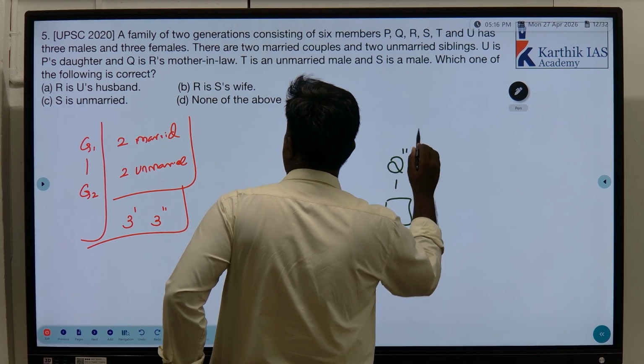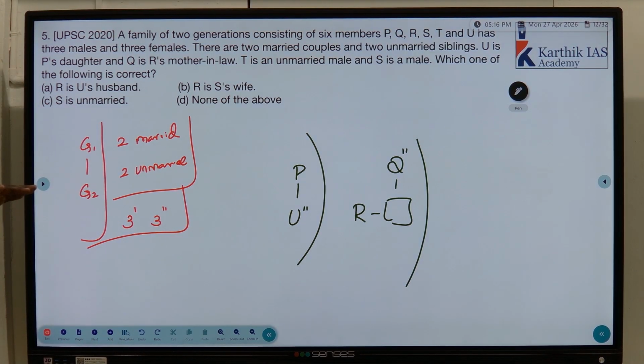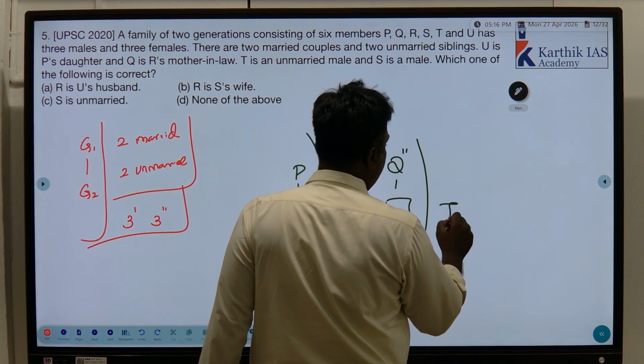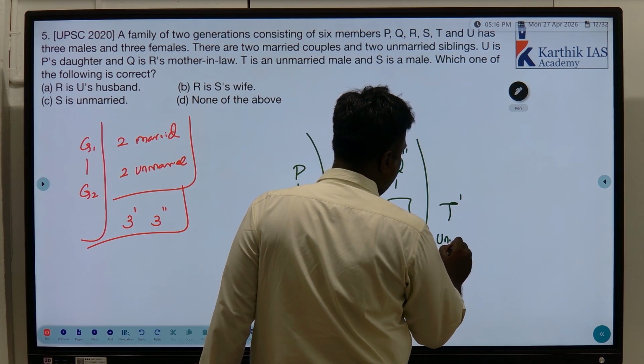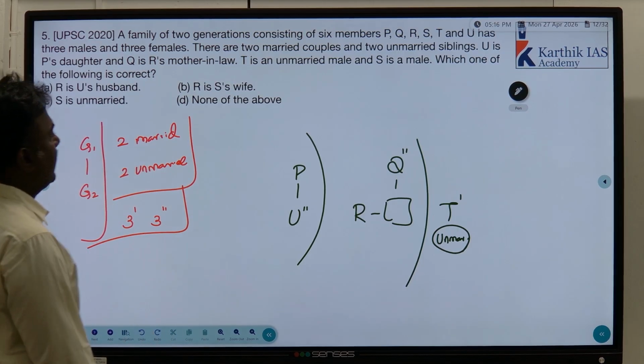Q is R's mother-in-law. So Q and P are in one generation. U, R are in the other generation. Overall, six people are there. Among the six, P and Q are in one generation. Okay. Then T is an unmarried male. So definitely T is an unmarried male. He will be in the second generation.